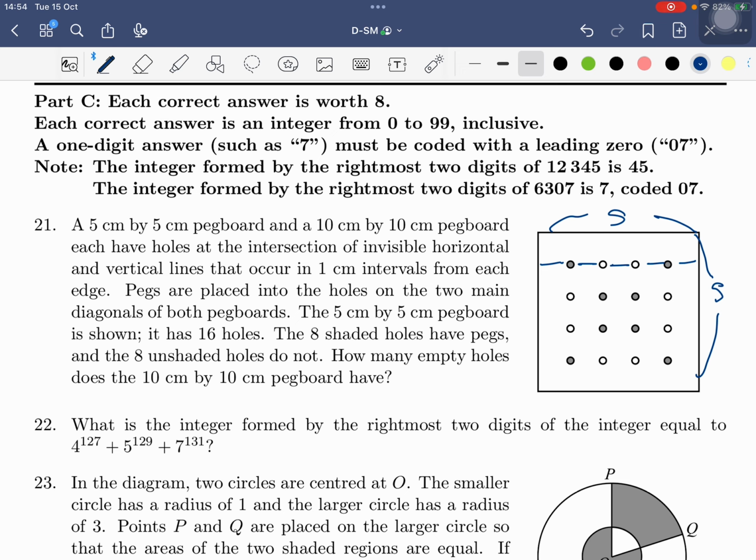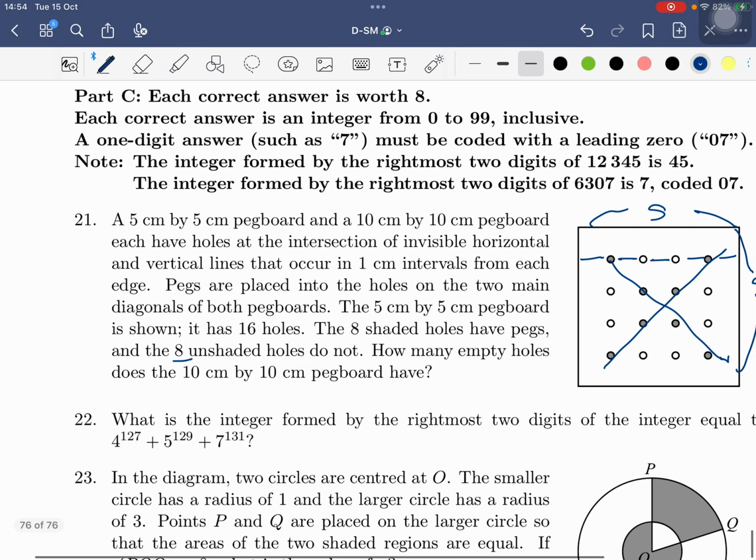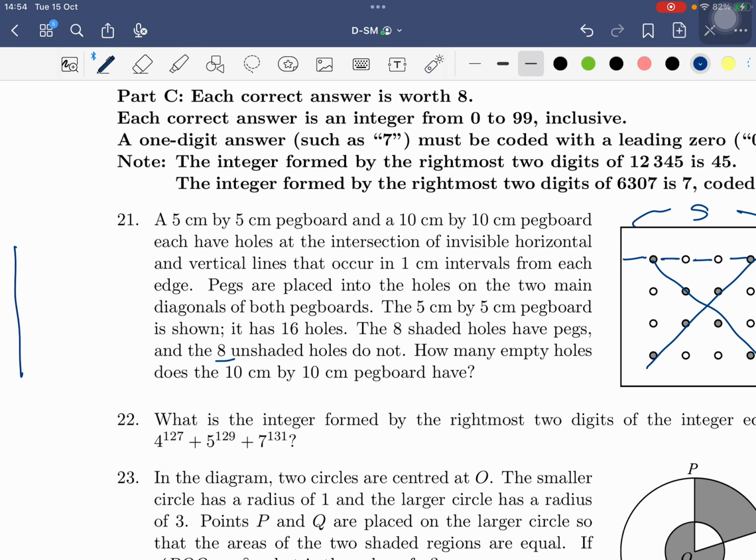So pegs are placed into the holes on the two main diagonals like this. So it has altogether 16 holes, but now it has 8 holes with pegs. So 8 are the emptied ones, unshaded. So we need to make a 10 by 10. Okay.